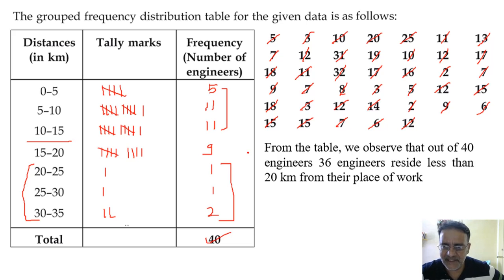So from the table we observe that out of 40 engineers, 36 engineers reside less than 20 kilometers. This is also one of the observations. Clear? Yes, sir. So what you can write?